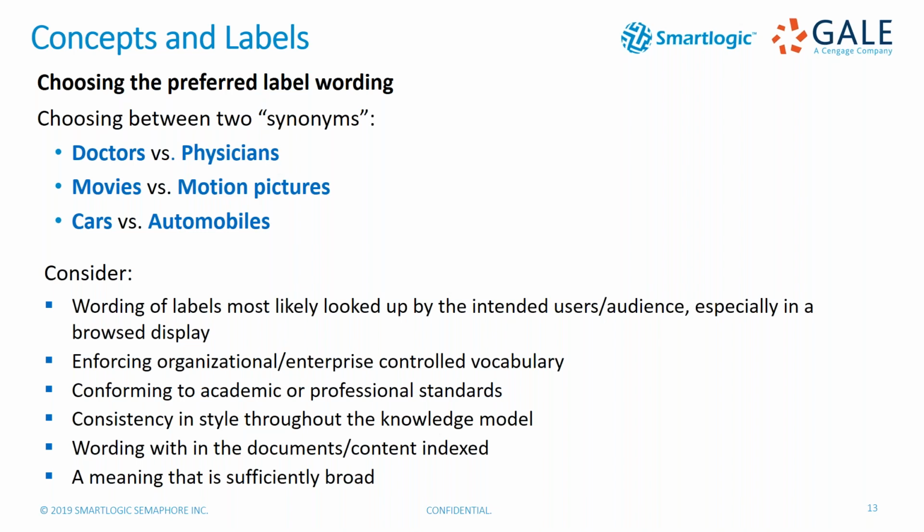Also, you might consider what any enterprise or organizational controlled vocabulary should use, or other professional standards. You also want to have a level of consistency of style throughout the knowledge model regarding how formal or scientific or more colloquial the language is. Then also consider the wording of documents or content to be indexed. This could vary though, because the content comes from different sources and different authors. And then a final point I recommend, if you have two synonyms that are very close and you're trying to decide, another factor is you want to be broad enough. So in this case, doctors is maybe slightly broader than physicians. And then you might choose that one.